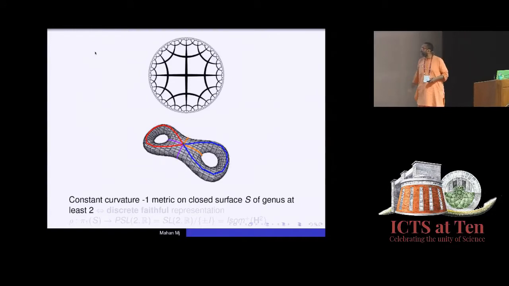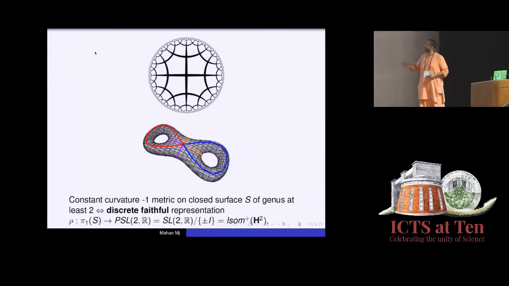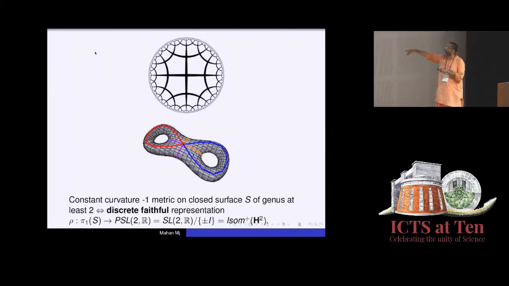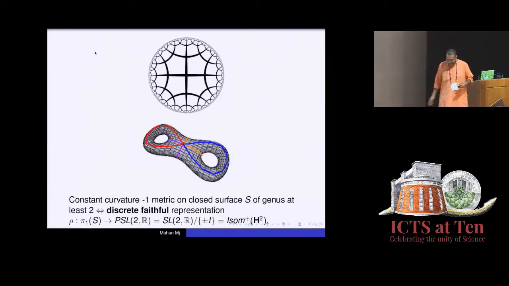The constant curvature -1 metrics on the closed surface S of genus at least 2 are equivalent to discrete faithful representations of the group of symmetries, which can be identified with the fundamental group of this genus 2 surface, into the isometry group of the hyperbolic plane, which turns out to be, and this is one of these wonderful coincidences, perhaps not so much of a coincidence, the simple Lie group SL2R quotiented by the scalar matrices plus minus identity. That's this projectivized SL2R group.